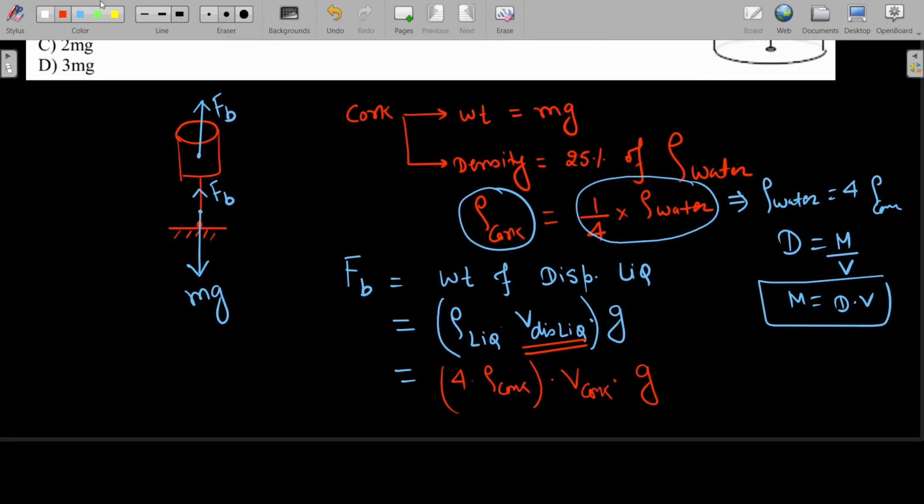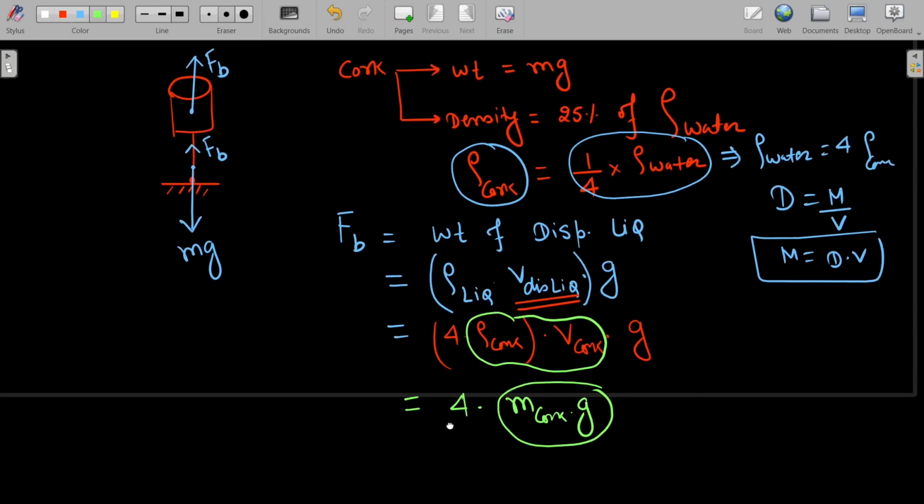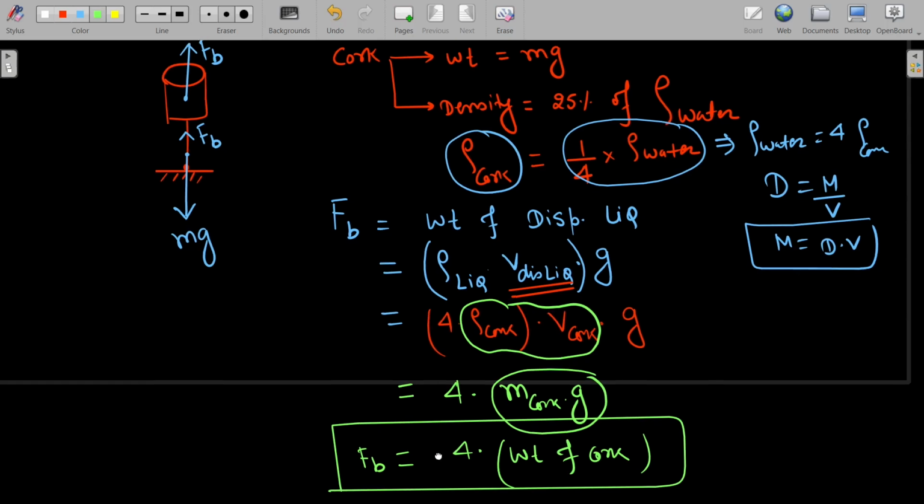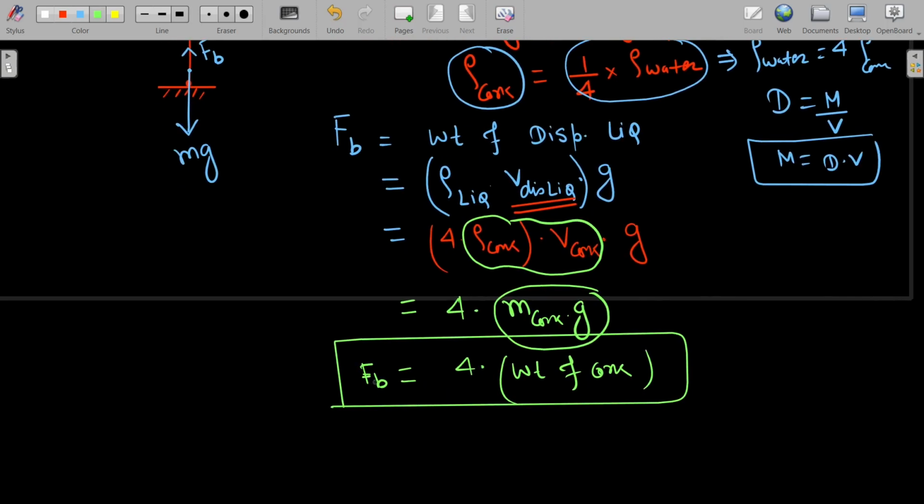Now, if we see very carefully, this density of cork into volume of cork will give us the mass of cork, into g. So this mass of cork into g will give us the weight of cork. This is the weight of cork. So we can compare very easily that the buoyancy force FB is 4 times the weight of cork. Weight of cork is also a force. So the buoyancy force is 4 times greater.